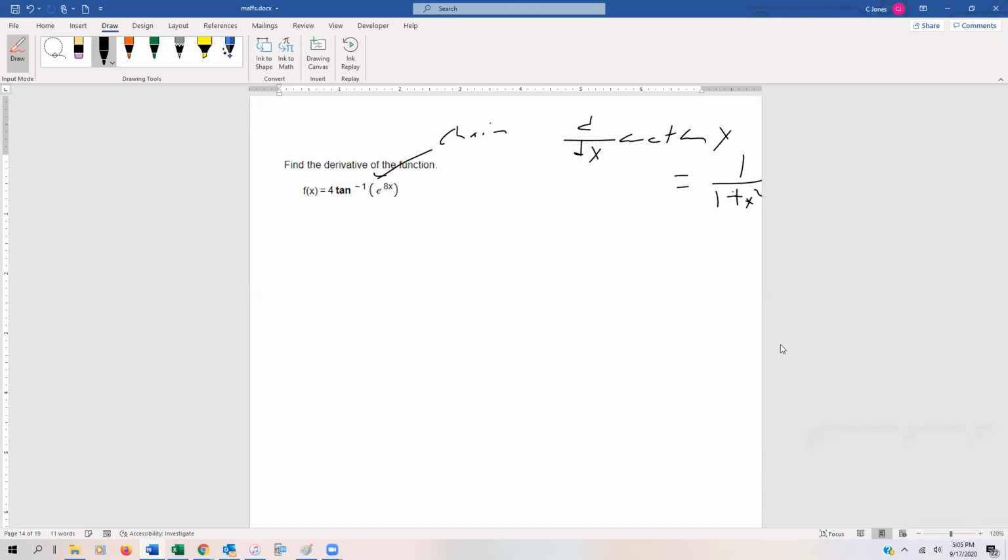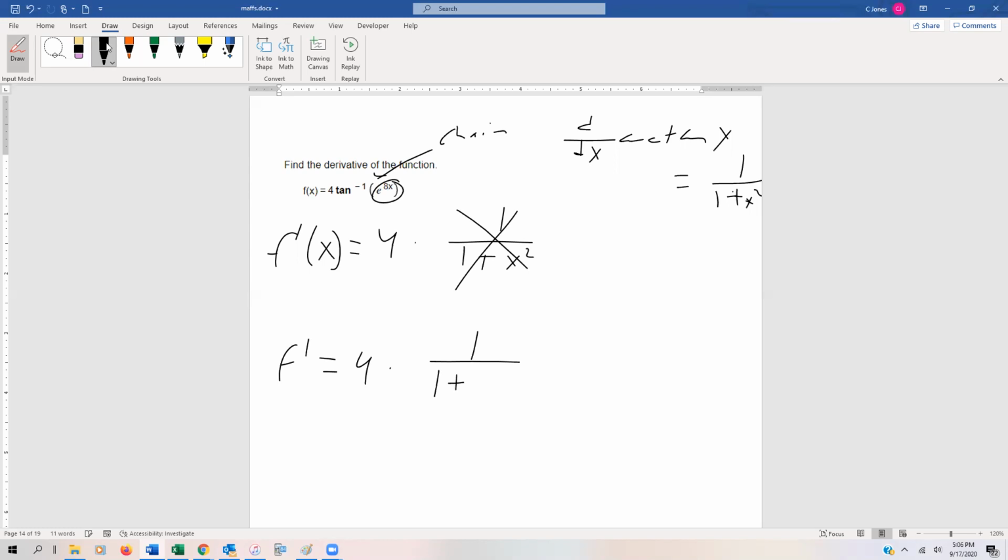And we saw this earlier, where students often make mistakes: they might just write this as 4 times 1 over 1 plus x squared, but that's not correct. Remember, x is whatever's inside of that parenthesis. So in this case, f prime is going to be equal to 4 times 1 over 1 plus e to the 8x squared. But it's a chain rule problem, so we have to multiply by the derivative of e to the 8x.